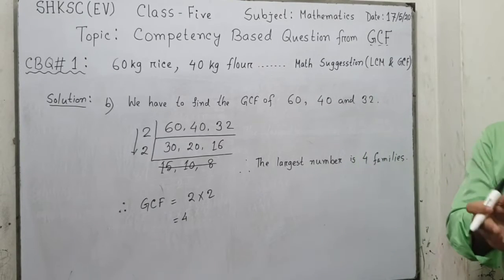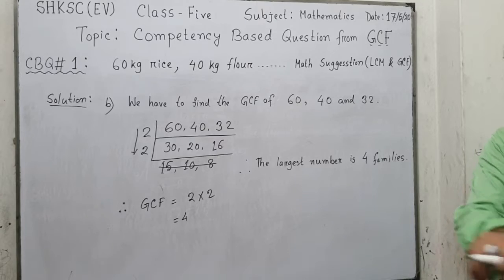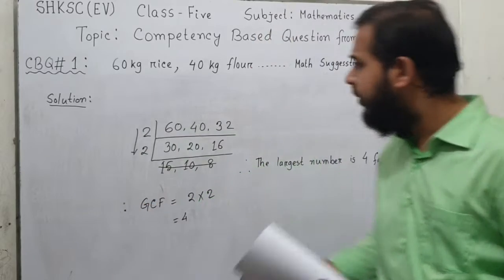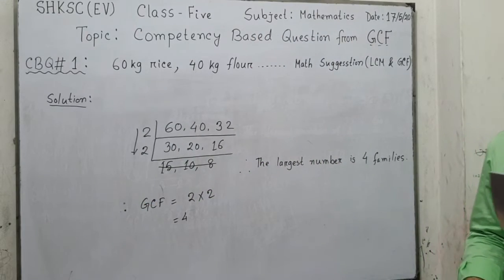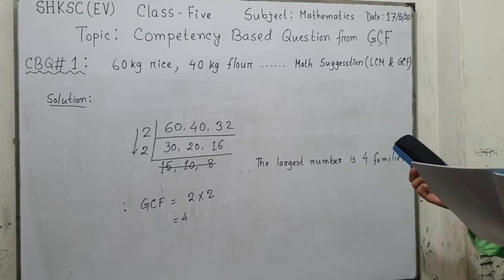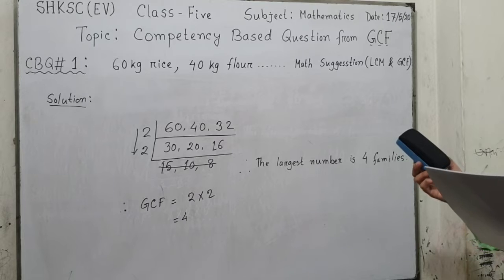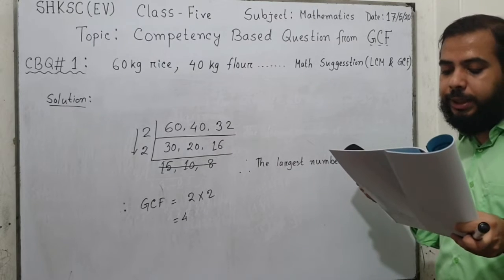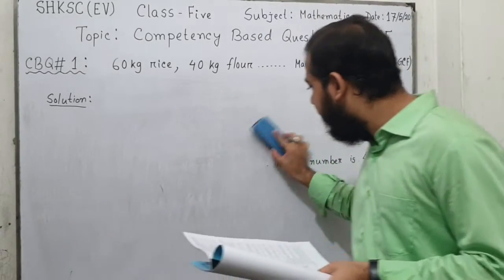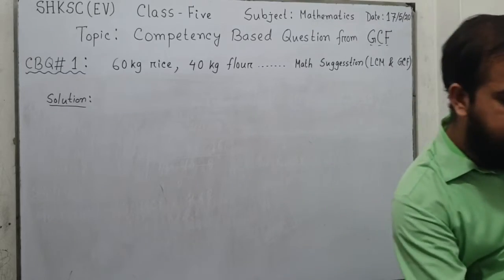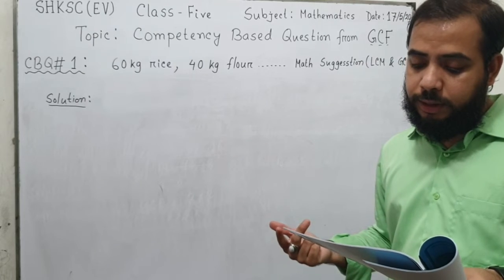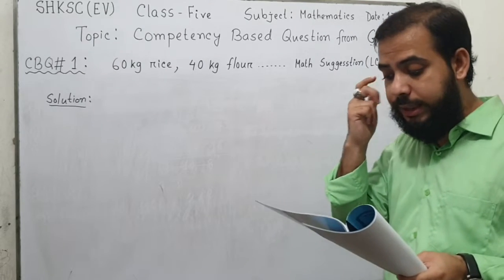Okay. Now move on to question number C. Let's read question number C again. If the quantity of pulse is 12 kg less, then what is the largest number of families among whom rice, pulse and flour can be divided equally? Here, questions A, B and C are all the same, but in question C, the amount of pulse is 12 kg less.